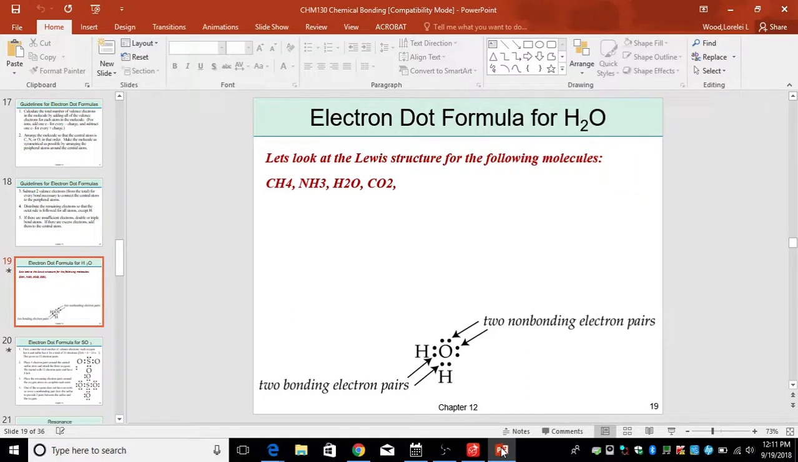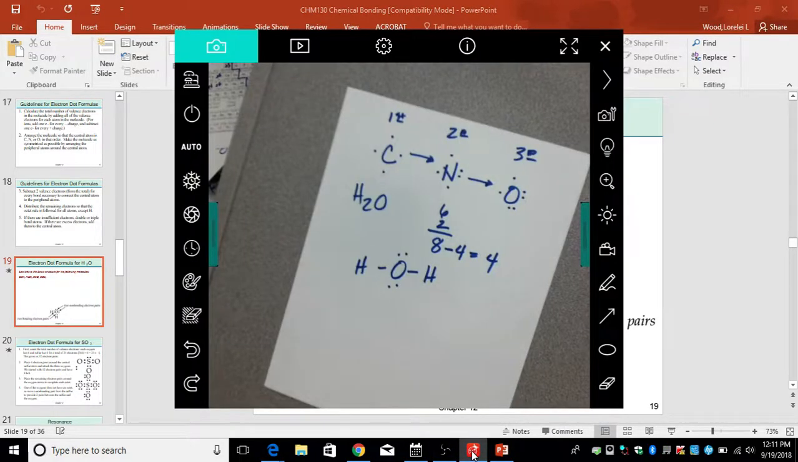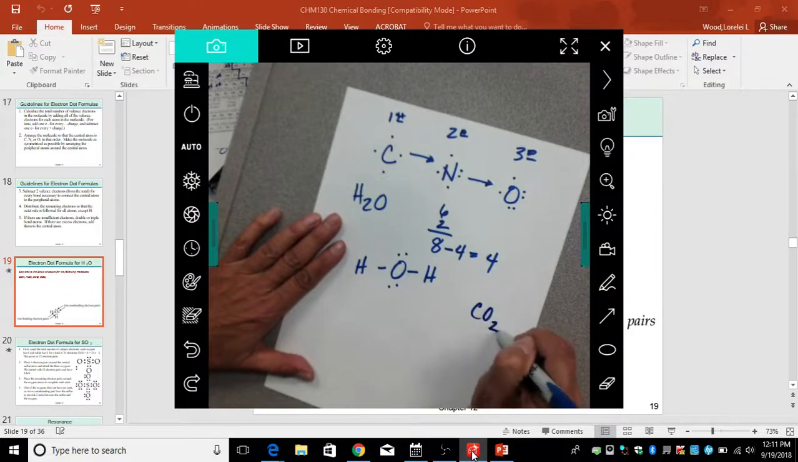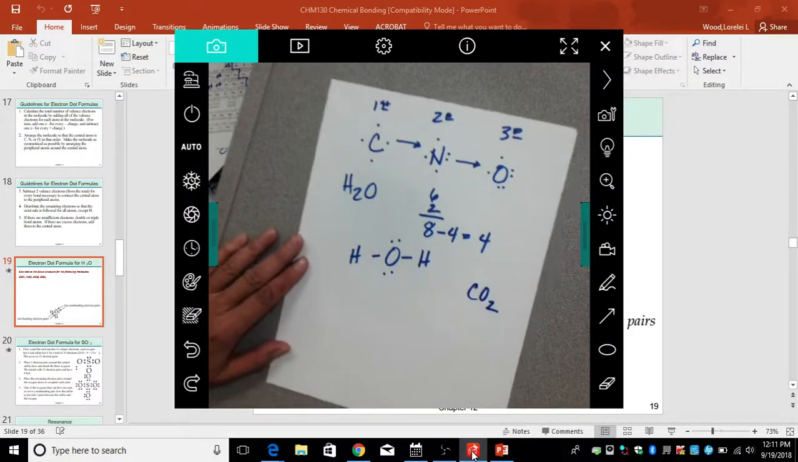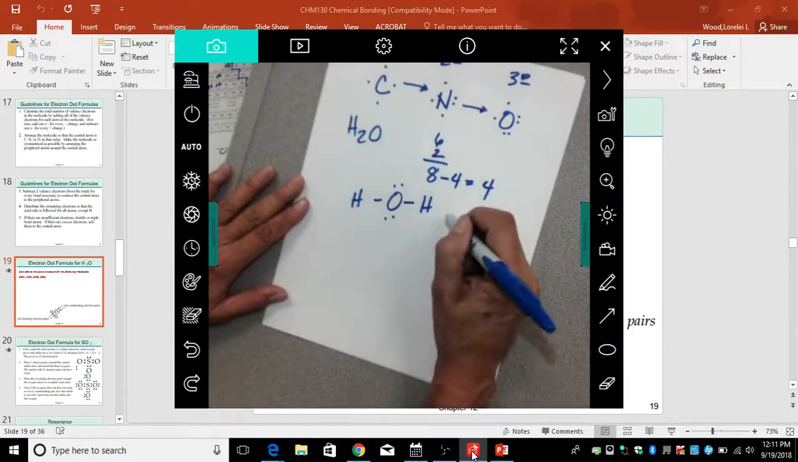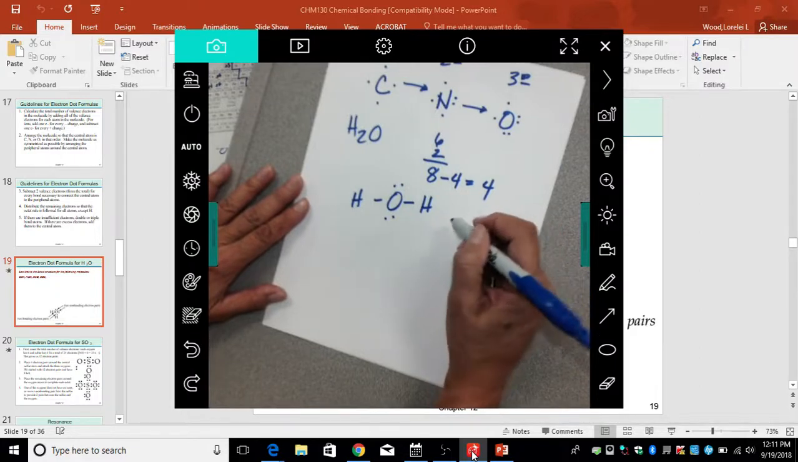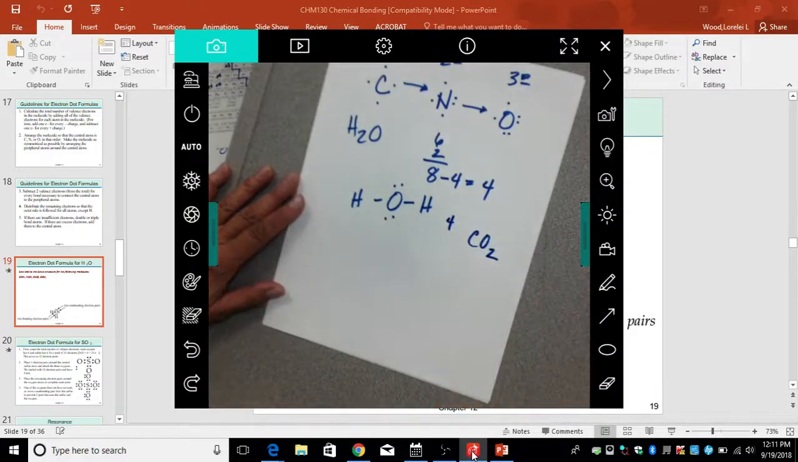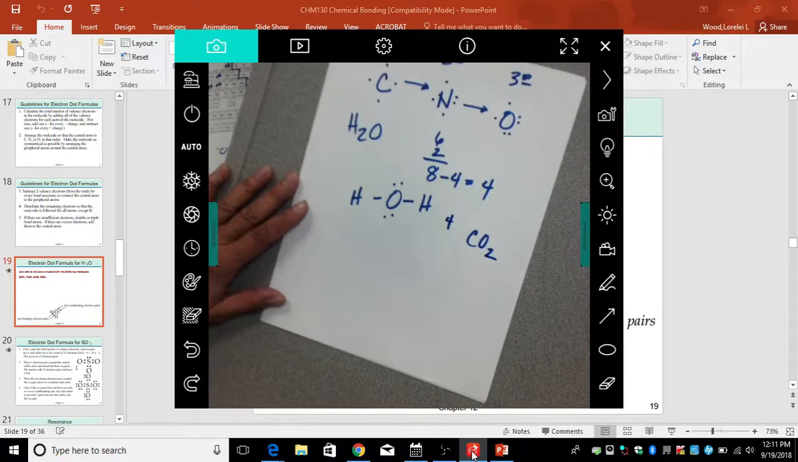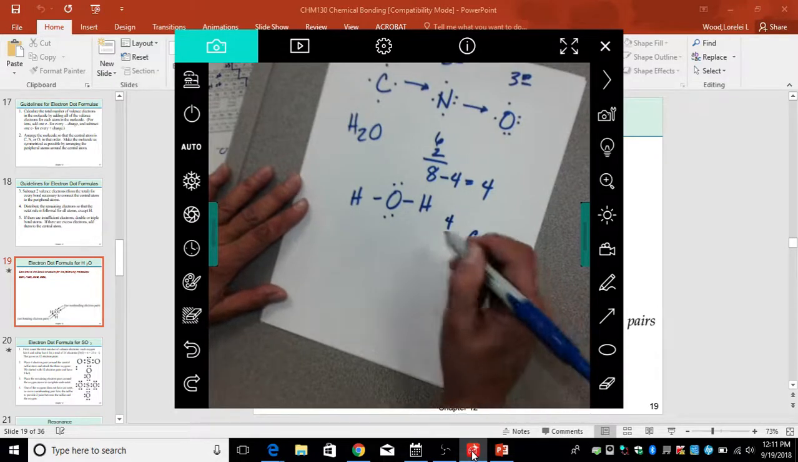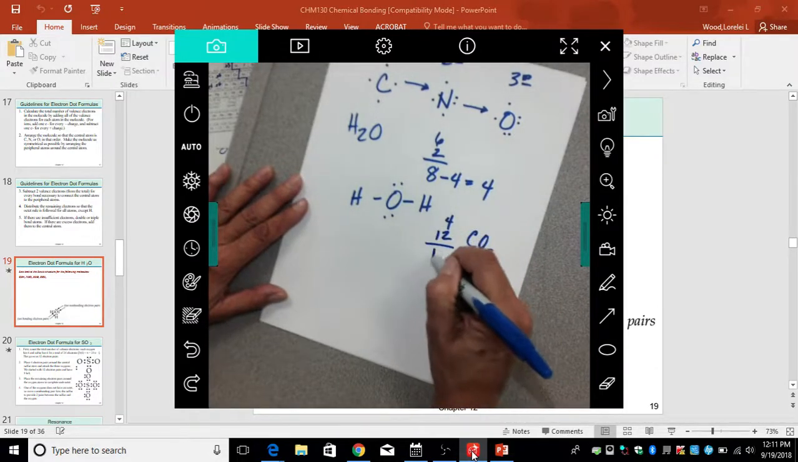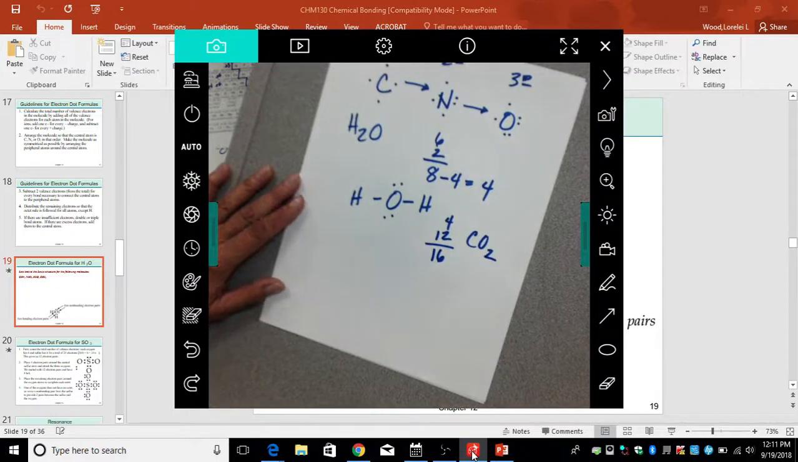All right. And CO2. Now is where we're going to start getting into some of the caveats. Let's look at CO2. Carbon has how many valence electrons? No. 4. Oxygen has how many? 6, and there's 2 of them. So 12. All right, told you there weren't always going to be 8. So we got 16 valence electrons to distribute.